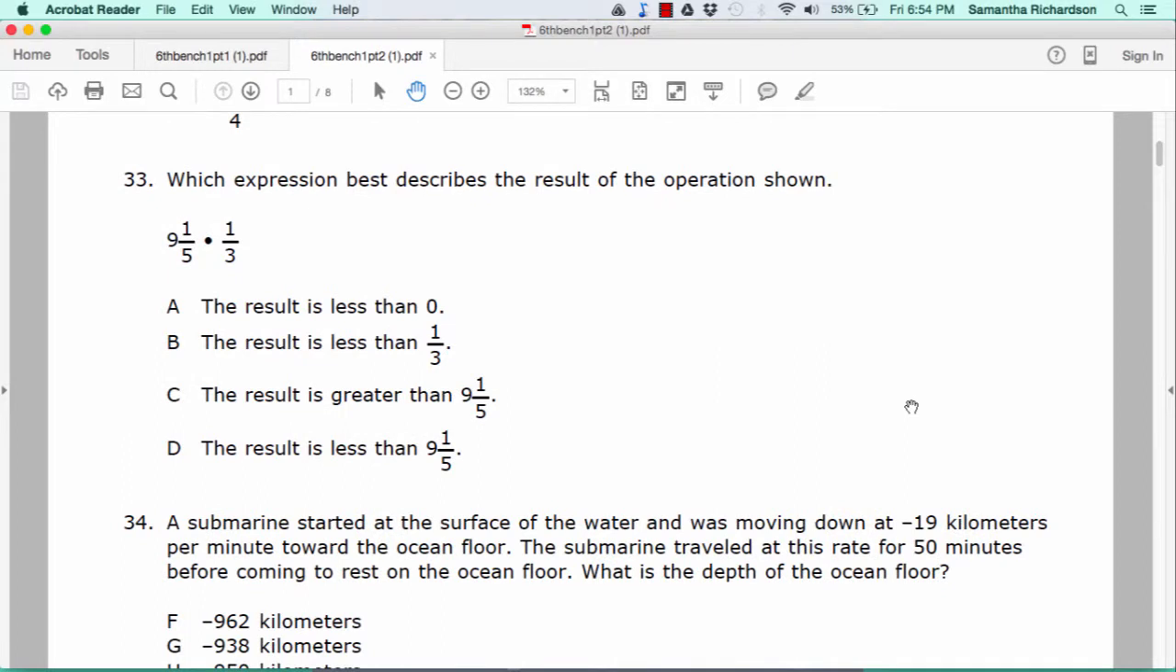Question 33. Which expression best describes the result of the operation shown? 3 and 1 over 5 times 1 over 3. A. The result is less than 0. B. The result is less than 1/3. C. The result is greater than 9 and 1 over 5. D. The result is less than 9 and 1 over 5.